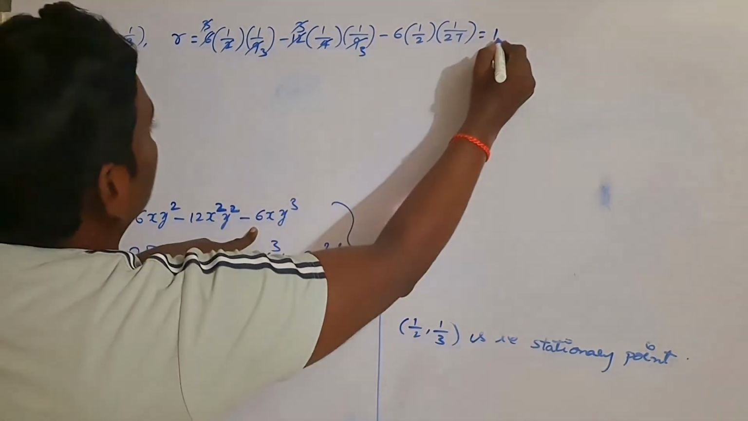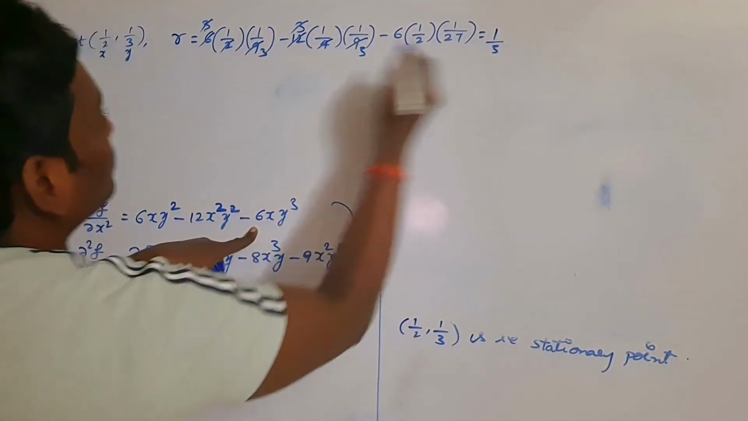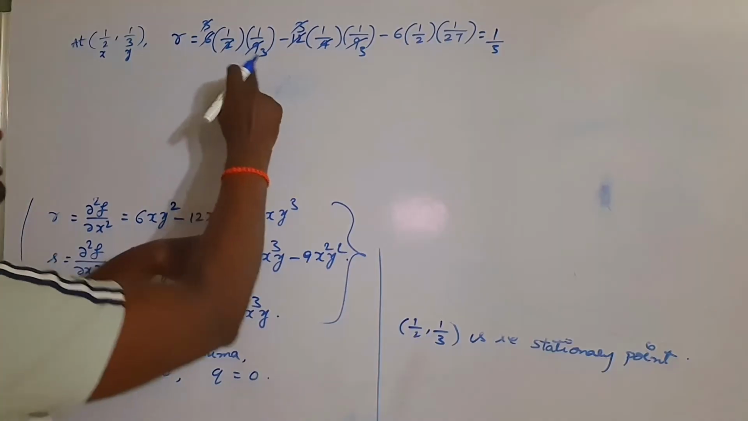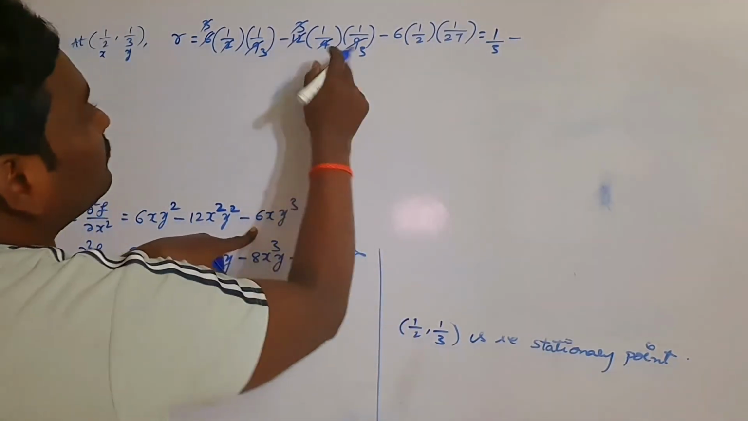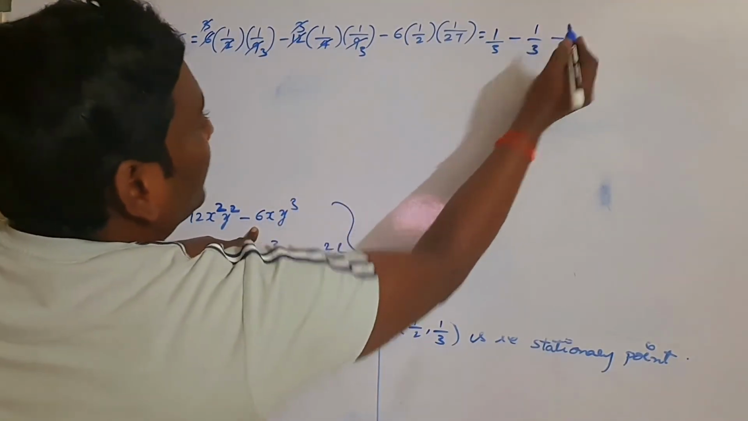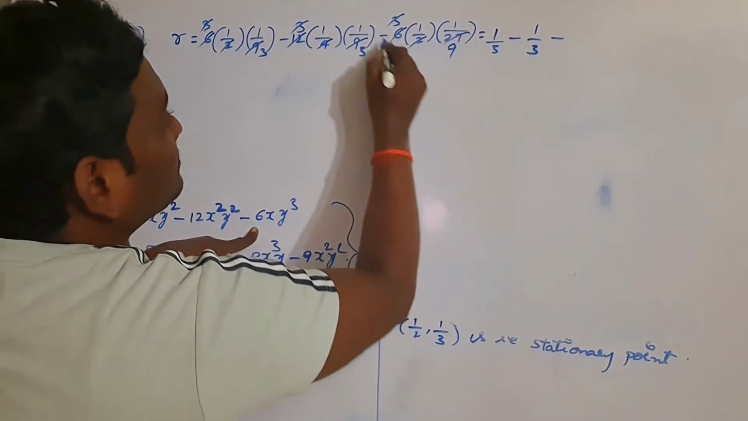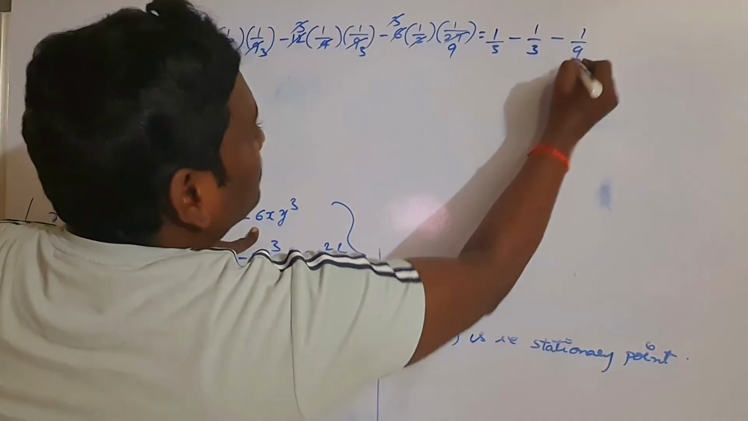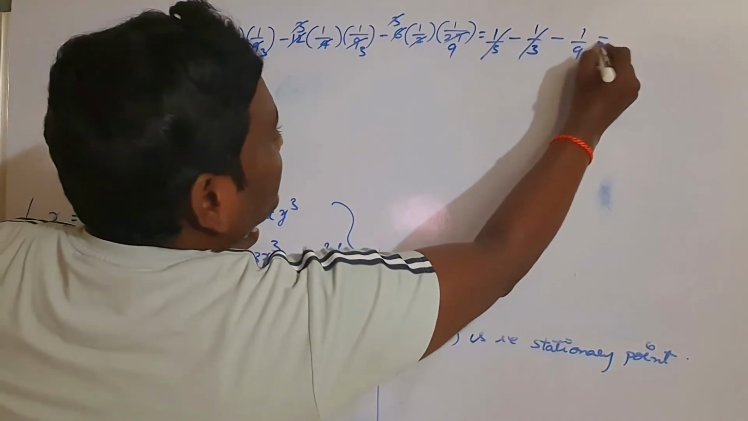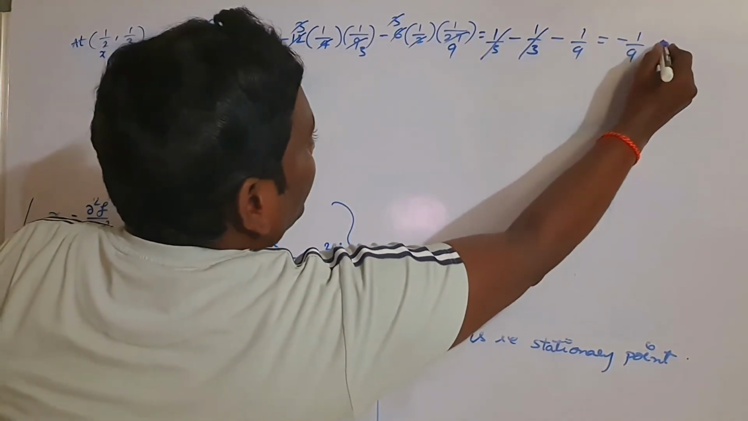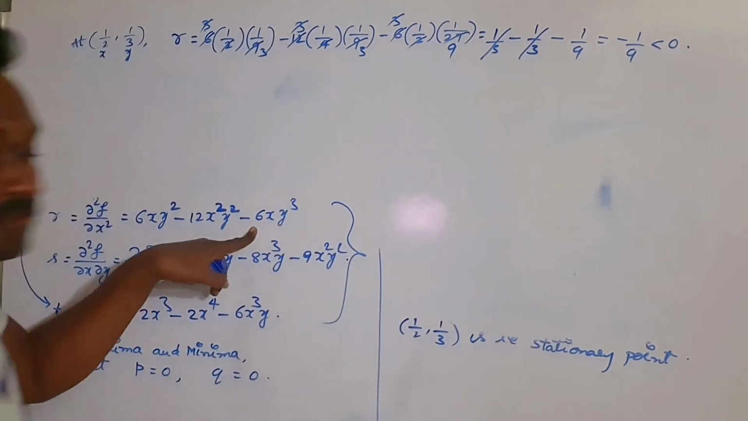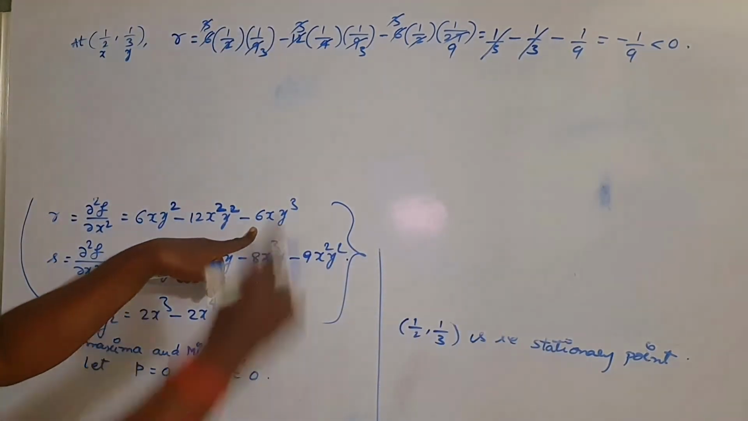So the first term is not only 1: the numerator is 1, the denominator is 1/3. Minus, here also you will have 1/3. Minus, this 2 gets 3 times and this 3 gets 9 times. Minus sign is there, minus 1/9. 1/3 and 1/3 get cancelled. So the R value at the stationary point is minus 1/9. We observe that it is negative.